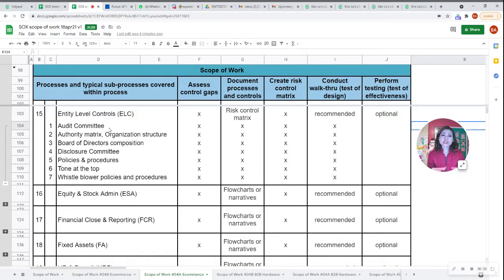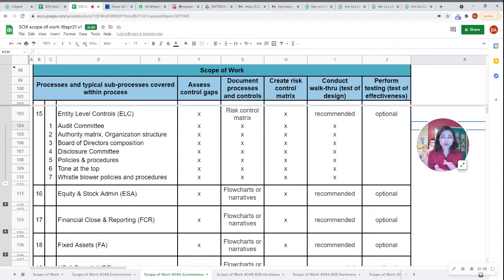Within this process, we typically cover the audit committee, the audit committee's monitoring of the internal controls, and the reporting structure. It's making sure that internal controls are being reported up to the audit committee. They're monitoring, they have oversight of that. There's also the authority matrix and the organizational structure, ensuring that there are typically written, documented authority matrices for approvals, for reviews, making sure that there's a clear line of organization.